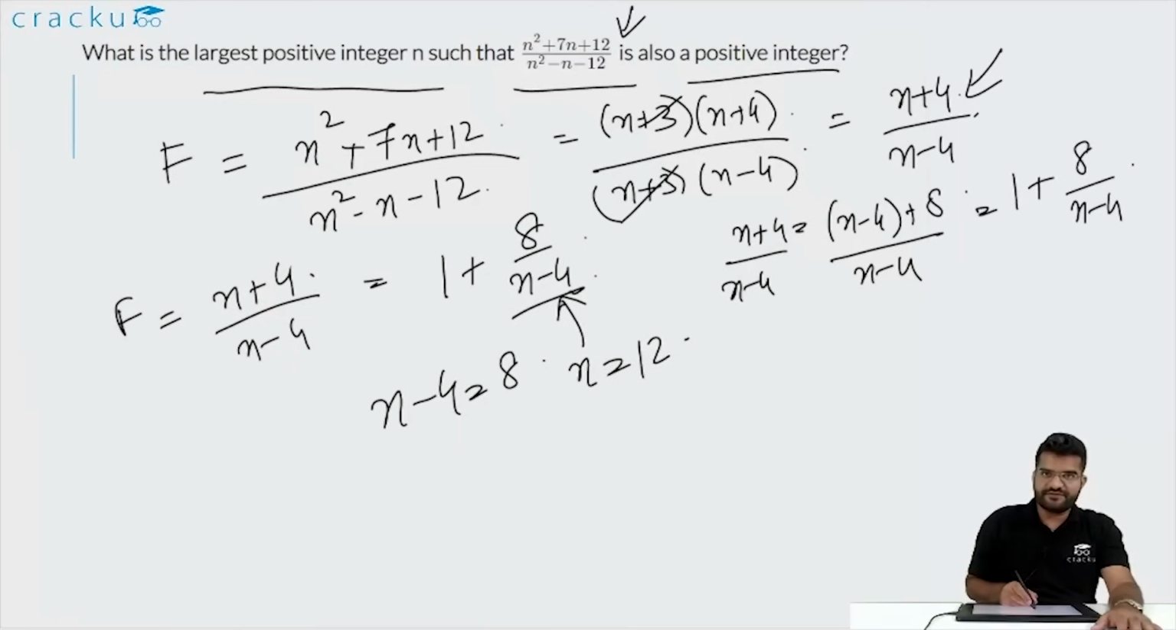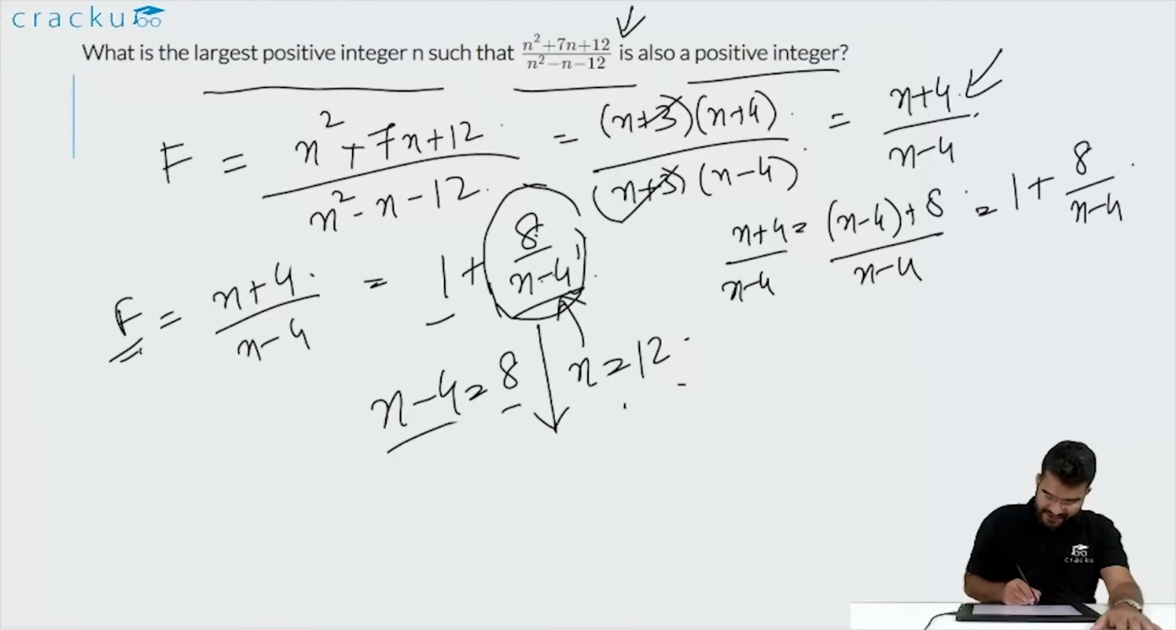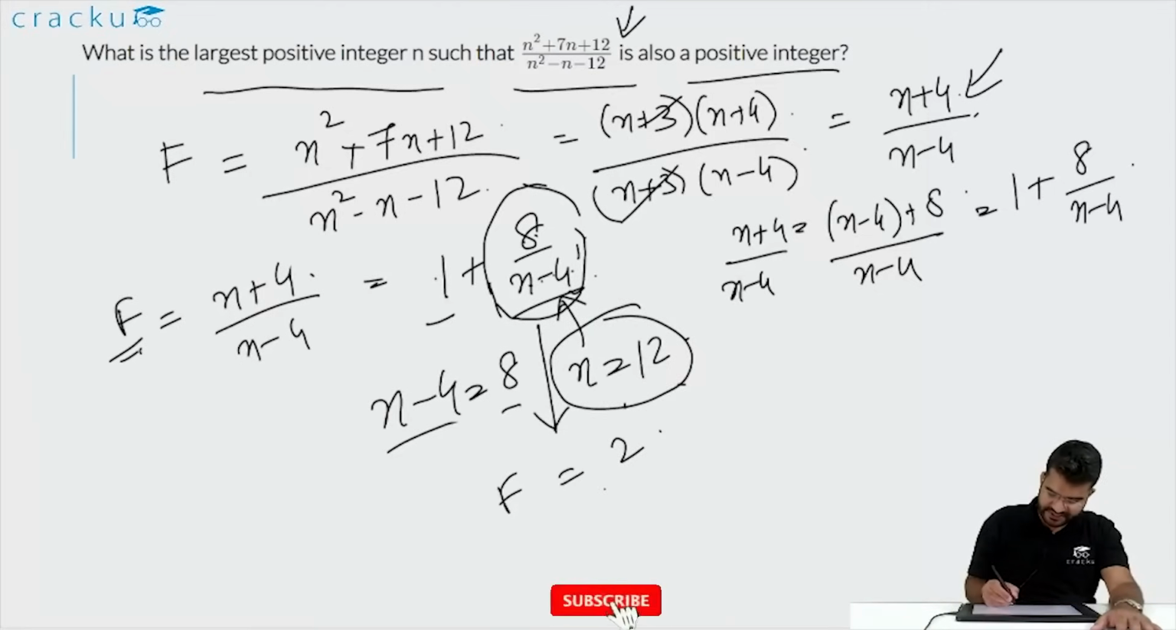Because if n is greater than 12, n minus 4 will be greater than 8 and this will not be a positive integer. Therefore, f, which is equal to 1 plus 8 by n minus 4, will also not be a positive integer. So the maximum value of n for which 8 by n minus 4 is a positive integer will be if n minus 4 is equal to 8 and n is equal to 12, in which case the value of the fraction f becomes 2. Because 8 by n minus 4 will become 1 and you have to add 1, so f becomes 2. So the maximum value, largest positive integer n for which this is a positive integer is 12.